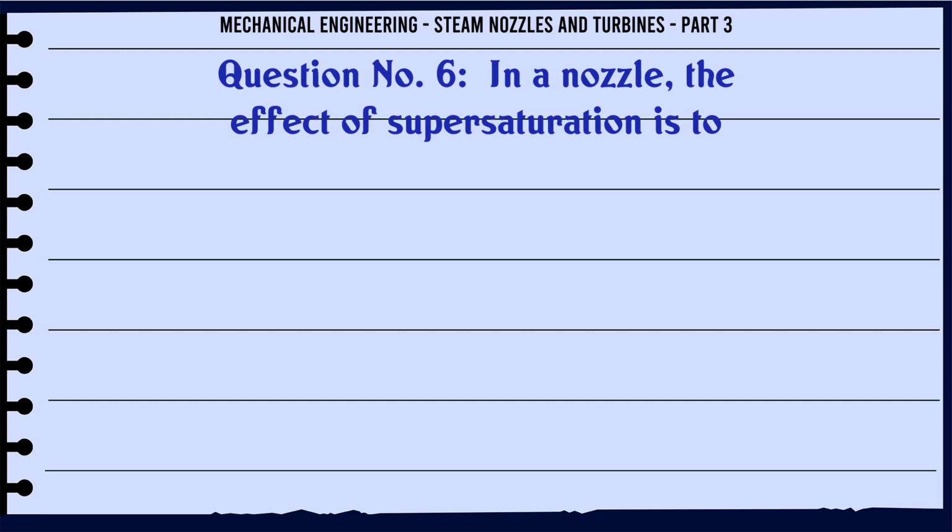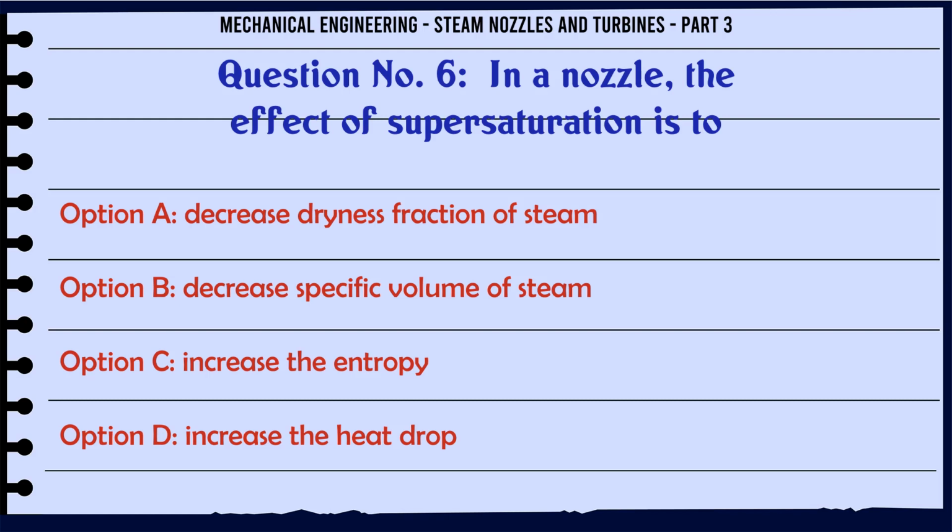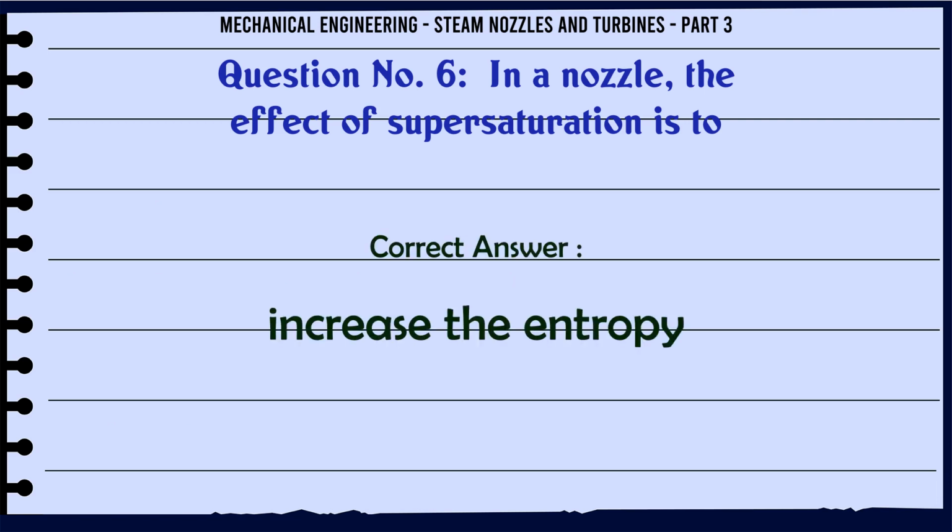In a nozzle, the effect of supersaturation is to: A. Decrease dryness fraction of steam, B. Decrease specific volume of steam, C. Increase the entropy, D. Increase the heat drop. The correct answer is increase the entropy.